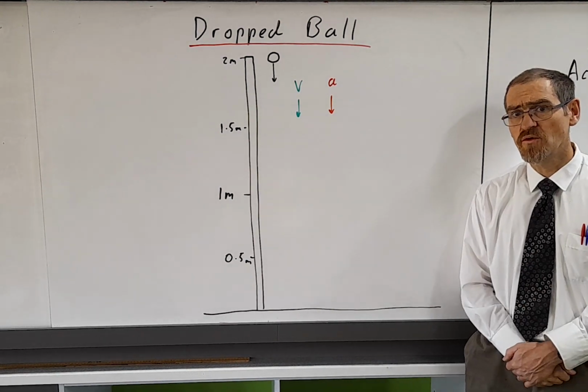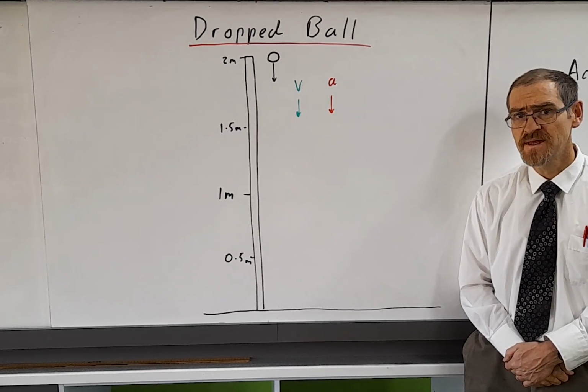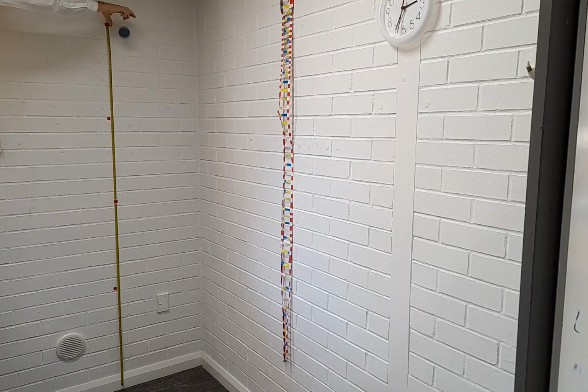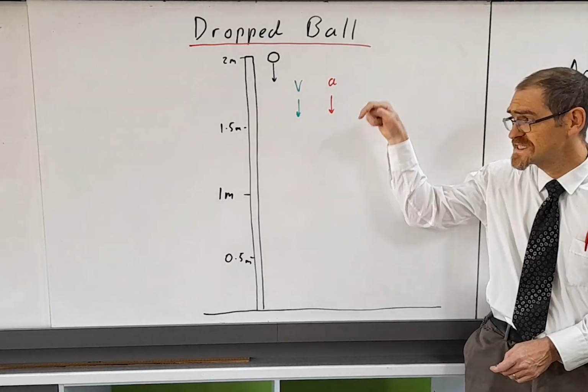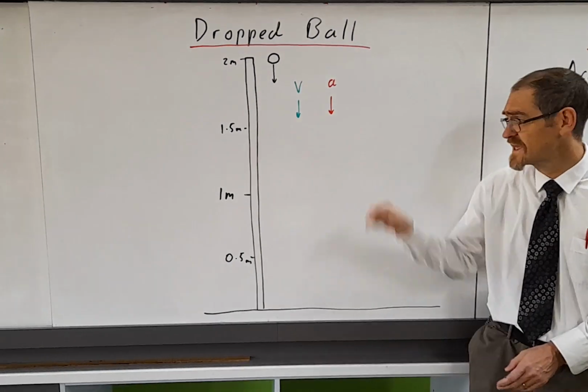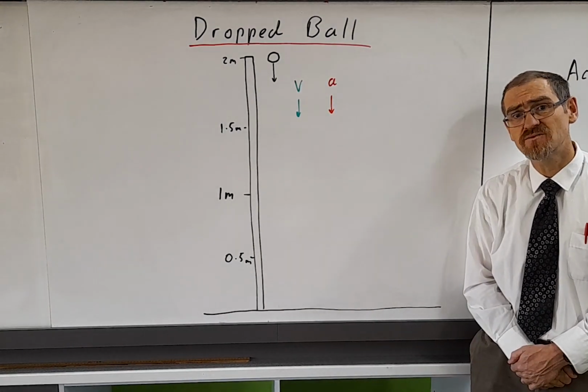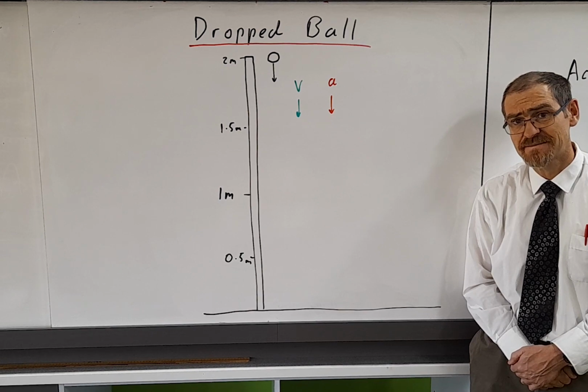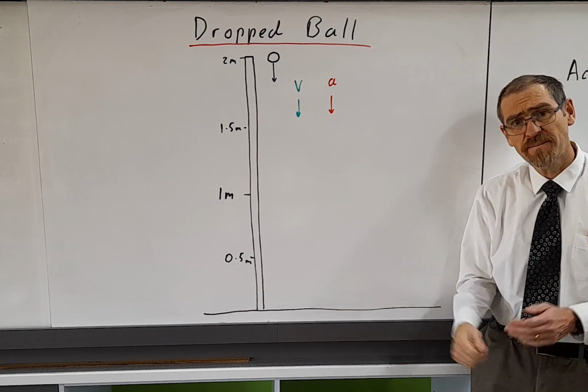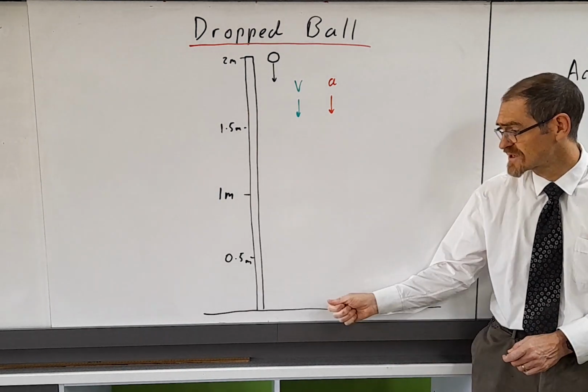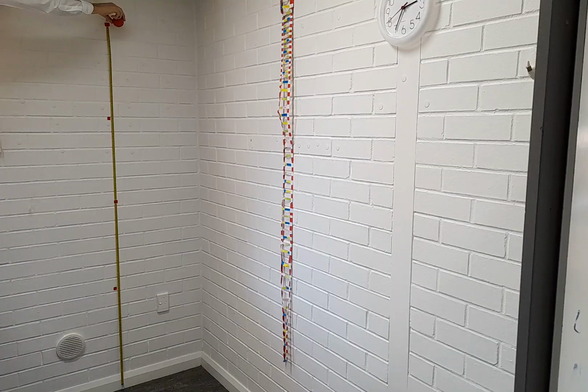If we were to drop a ball from a height of 2 meters, then we would see the ball get faster and faster as it approaches the ground. The velocity of the ball is down. The acceleration of the ball is down. They're in the same direction. The ball gets faster. But what about after the ball hits the ground and bounces back up?